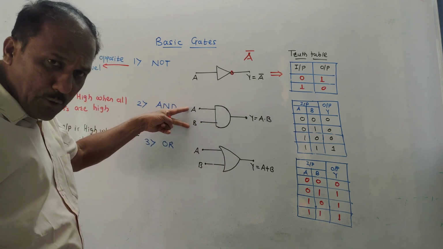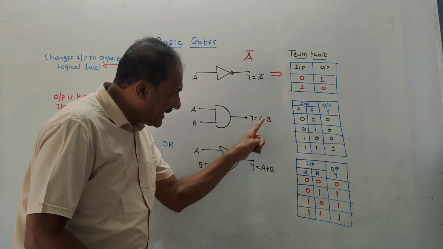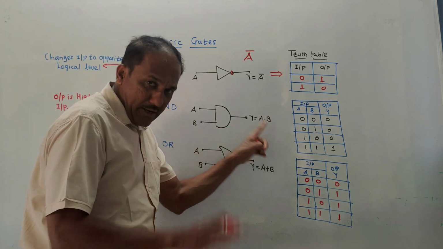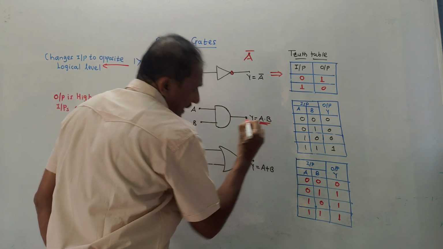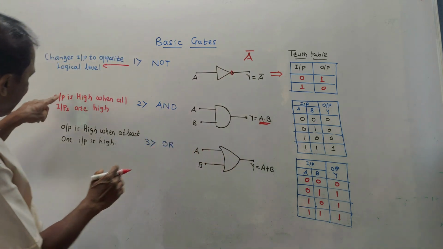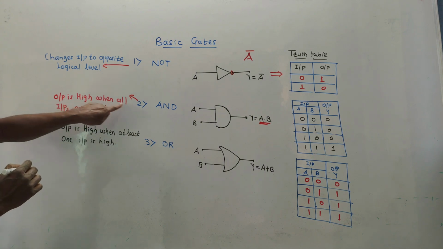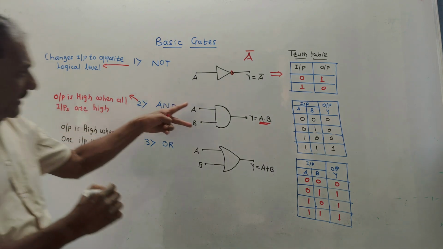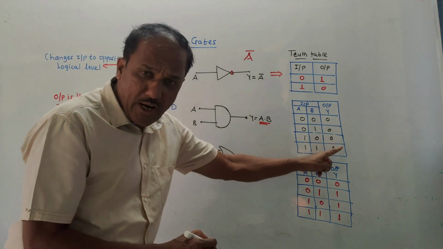I have shown two input terminals. There can be 3, 4 input terminals. Output is given by the equation A into B. Now, listen carefully. Even if you know this equation A into B, you can well generate the truth table, or remember the sentence like this. For AND gate, output is high when all inputs are high. There are two inputs as I shown in this diagram. When all inputs are high, then only output is high.